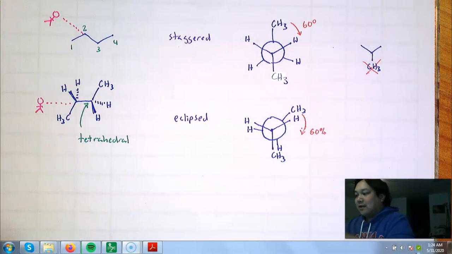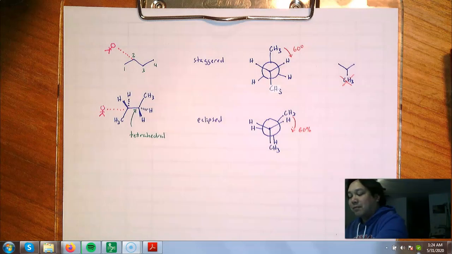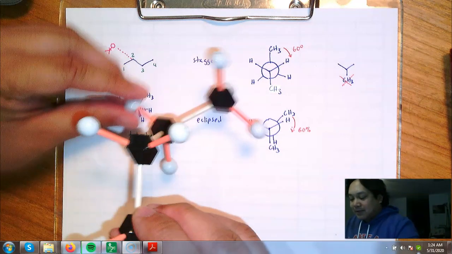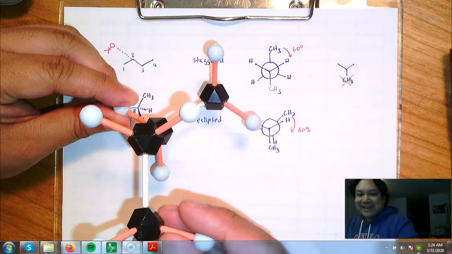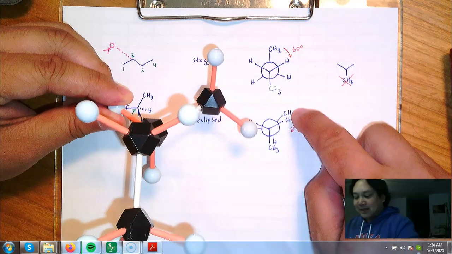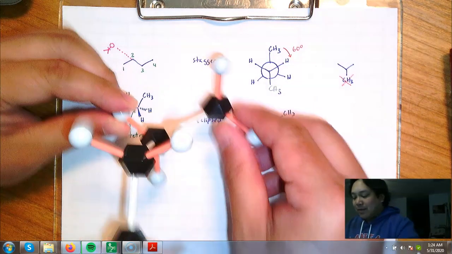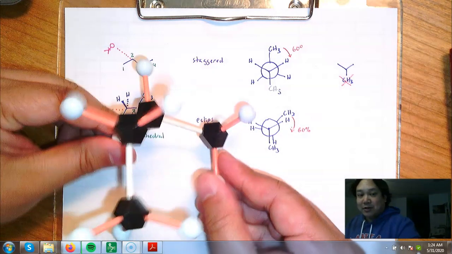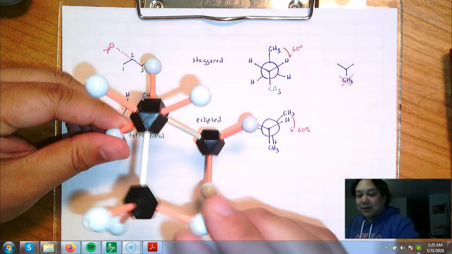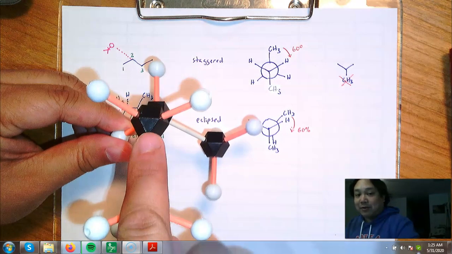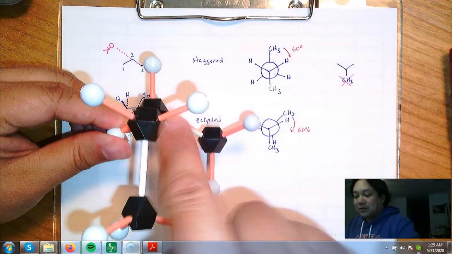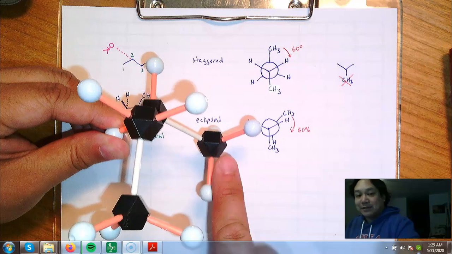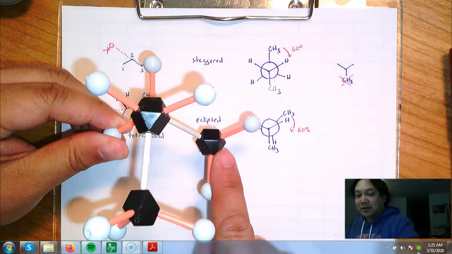Okay. Take a look at your model. If you want to pause and make your models, that'd be great. Take a look at my eclipsed butane. Right there. See this methyl group in the back? That's this one right here. So if I move the back carbon another 60 degrees to get it to the next staggered position, how do I know that's the staggered? Take a look at the carbon I'm pointing at, the front carbon. See how the hydrogens, the bonds of hydrogens are staggered? Okay, but look where my methyl group is. It's still staggered, but it's closer to this methyl group.